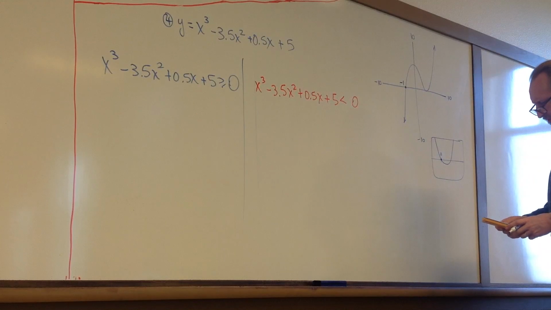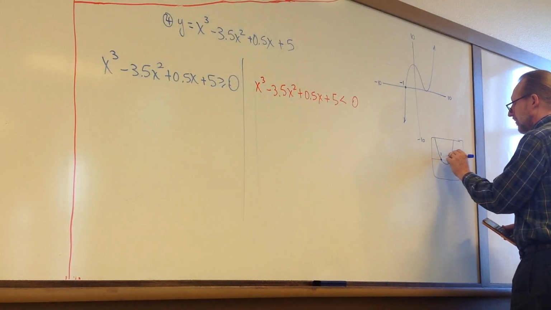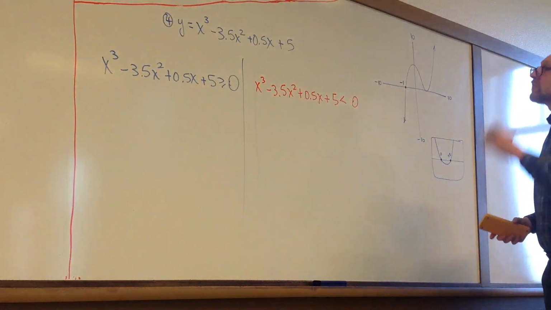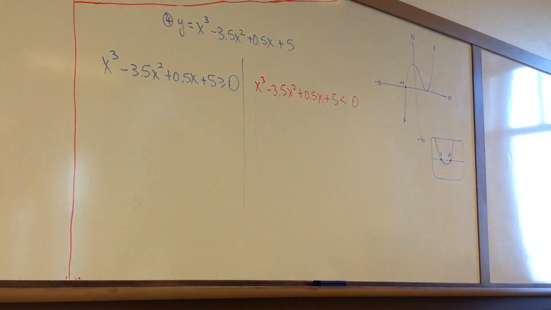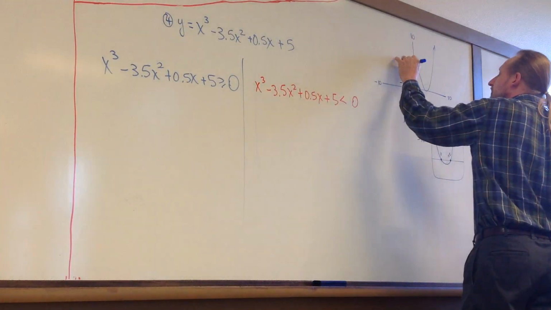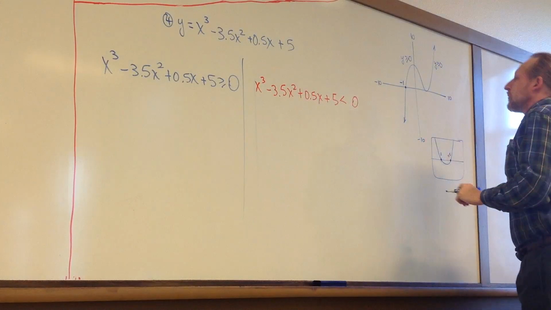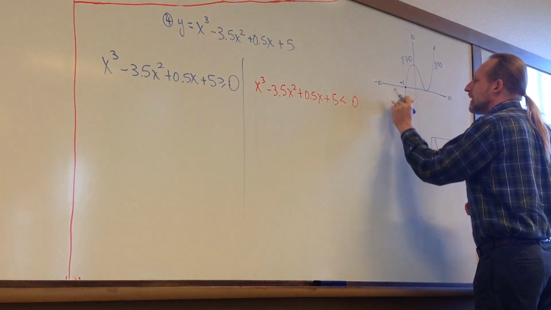And then the next root is over here. And that is going to be 2.5. Okay, so now we're ready to answer this question. Well, at least 2 questions. Where are the y's greater than or equal to 0? And where are the y's less than 0?